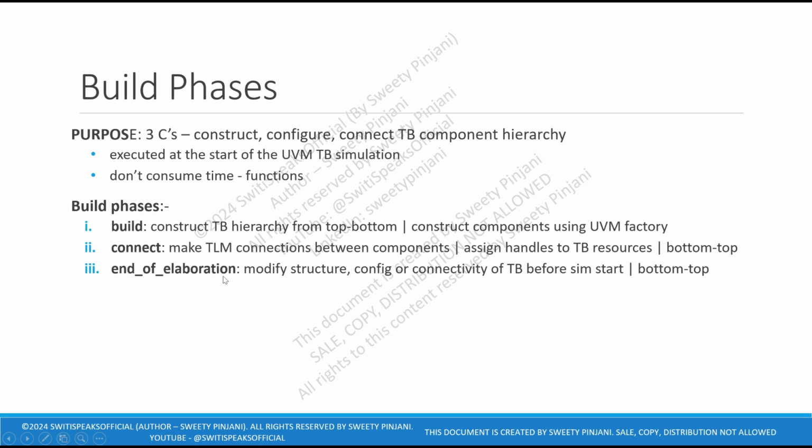Then we have end of elaboration. In end of elaboration, if you want to modify some structure, config, or connectivity of the test bench before starting the simulation, you can do that. Because after end of elaboration, we need to start simulation. Before that, if you want to change something, change it. After that, simulation will start. Simple. What we do in build, remember 3 C's: construct, configure, connect. Construct is the first thing, connect is the second thing, and configure is the third thing if you want to configure something.